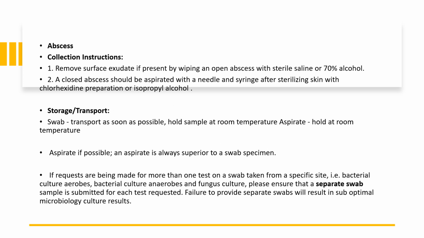Regarding abscesses, remove the surface exudate if present by wiping an open abscess with sterile saline or 70% alcohol. The closed abscess should be aspirated with a needle and syringe after sterilizing the skin with chlorine preparation or isopropyl alcohol. The swab should be transported as soon as possible and held at room temperature. If it is an aspirate, hold at room temperature. Aspirate, if possible, is always superior to a swab specimen.